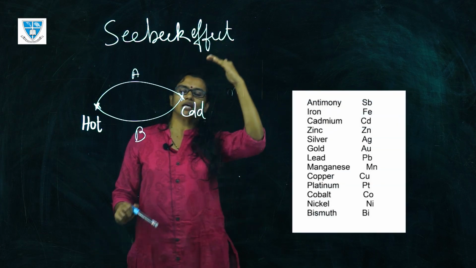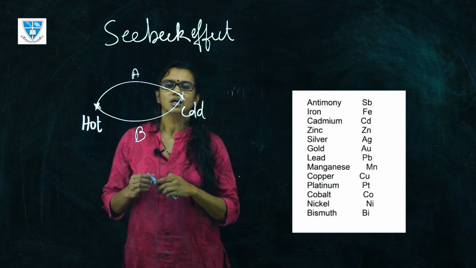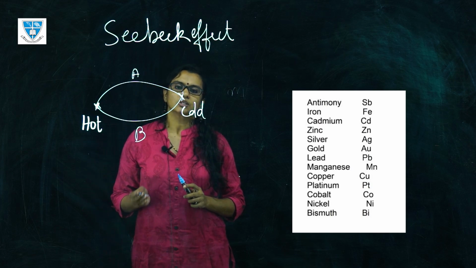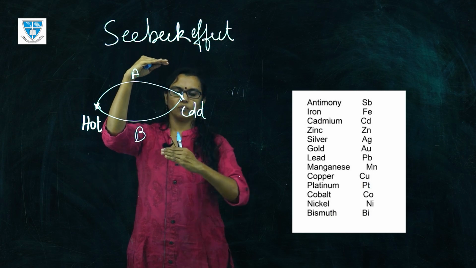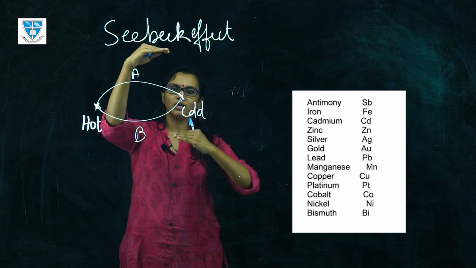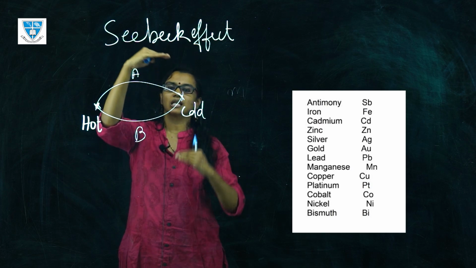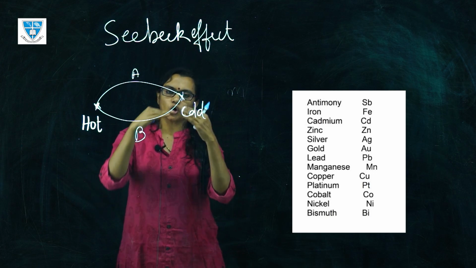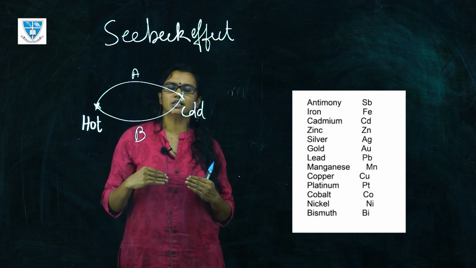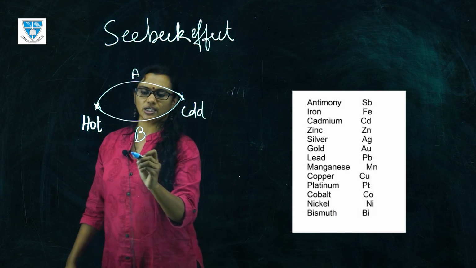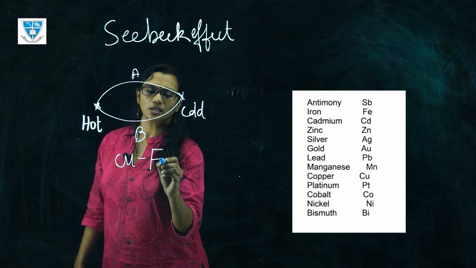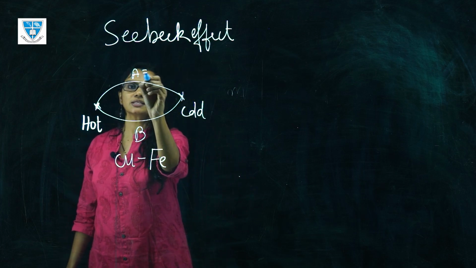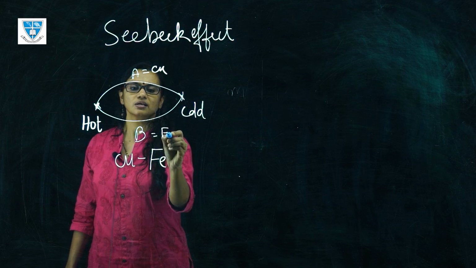That is, the series has a large number of elements as shown here, in increasing order of their thermo EMF. So the higher one in the series and the lower one in the series, if the difference is larger, you will have a larger thermo EMF generated. So the choice of material is always made keeping this fact in mind. Generally you have a copper iron thermocouple. In the copper iron thermocouple, let's say this is copper and this is iron.